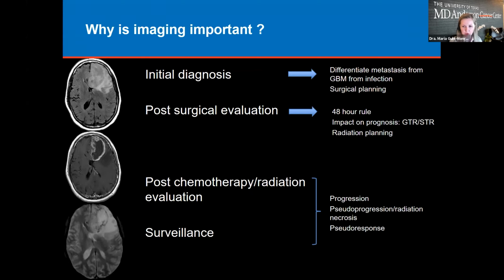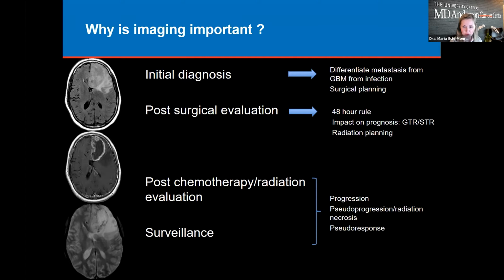Imaging has a critical role in the care of glioblastoma patients from the time of presentation and throughout their clinical journey. MR is by far the tool of choice for imaging of the CNS. At the time of presentation, it is used to diagnose glioblastoma and differentiate it from other etiologies, such as, for example, metastatic disease. The initial MRI is also crucial for pre-surgical planning.